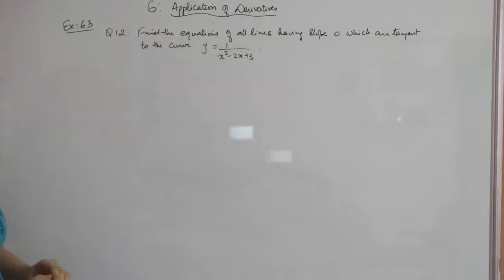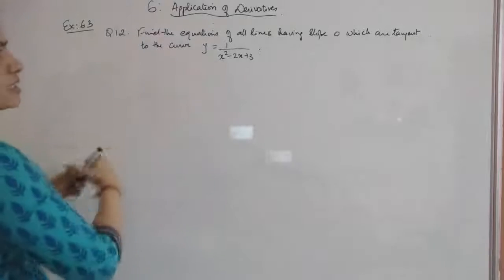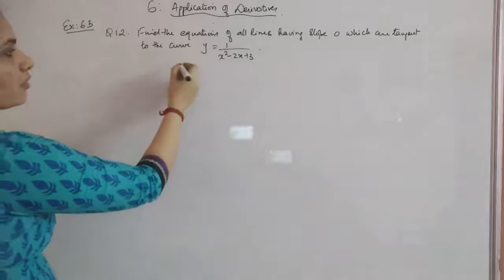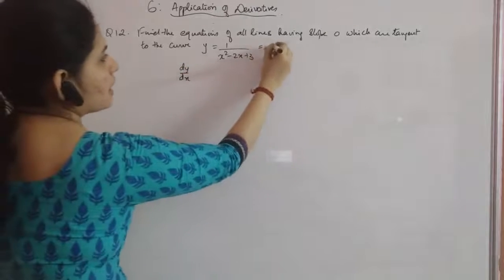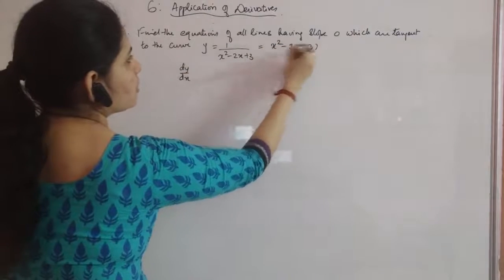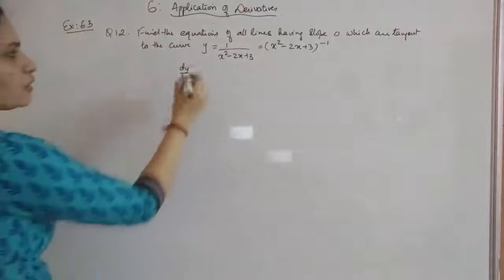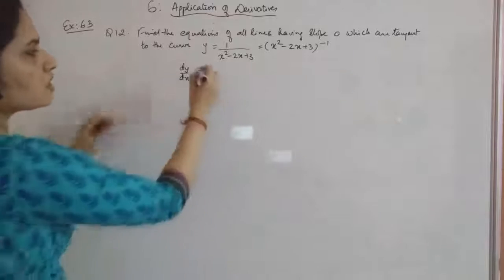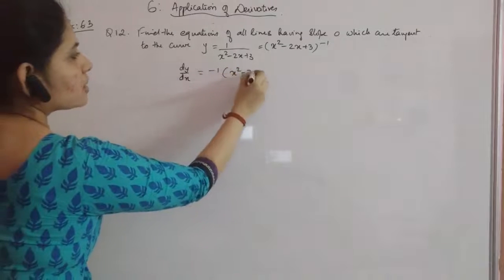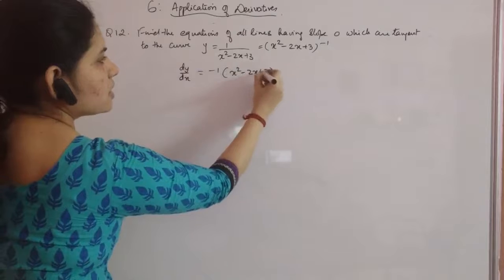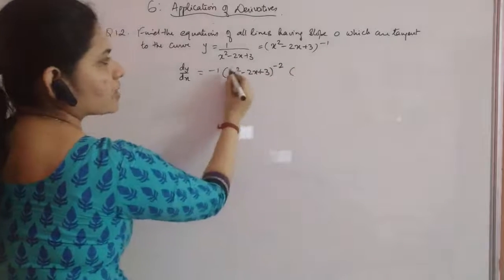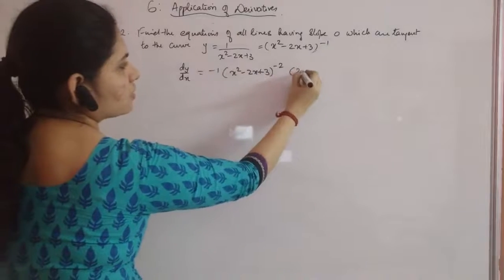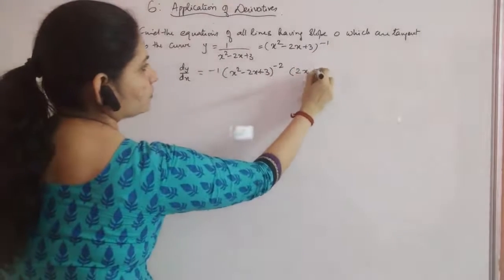Here you have to find out the equation of all lines having slope 0 which are tangent to the curve y equal to 1 by x square minus 2x plus 3. So again we will differentiate this in order to find out the slope of the tangent. So dy by dx, this can be written as x square minus 2x plus 3 the whole raised to minus 1, for the ease of calculation of the derivative. So you'll get minus 1 into x square minus 2x plus 3 the whole raised to minus 2 into the derivative of x square minus 2x plus 3, which will give you 2x minus 2, right?